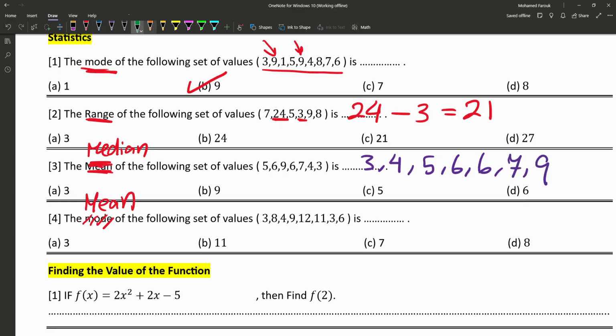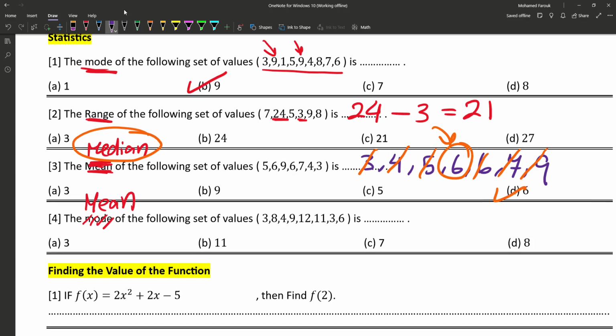And then you will start crossing the values so that you can find the number in the middle, the median number in the middle. So I can say 3 was 9, 4 was 7, 5 was 6, so the number in the middle is 6, so I'll choose 6 here. Okay, what about the mean?